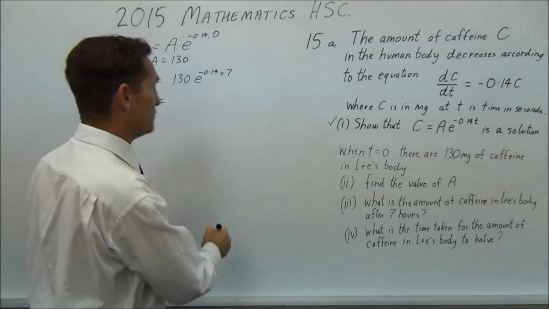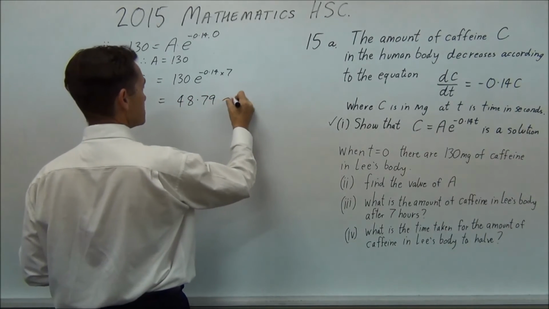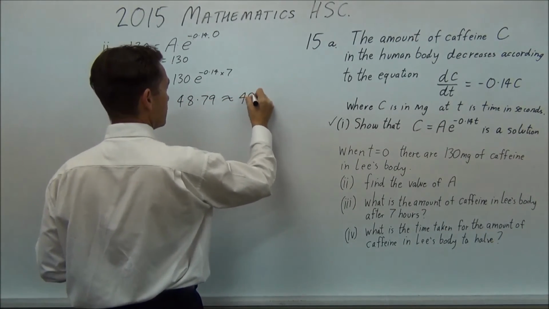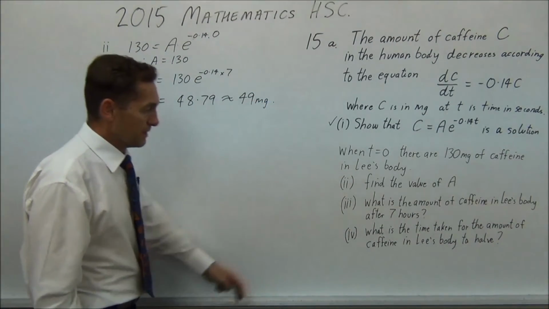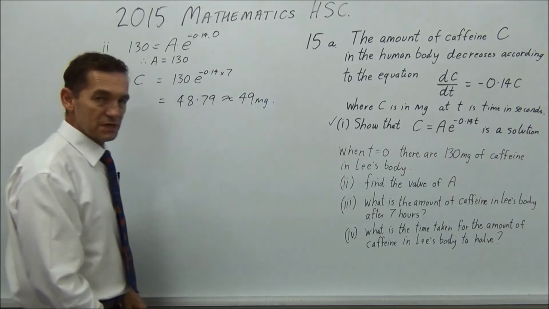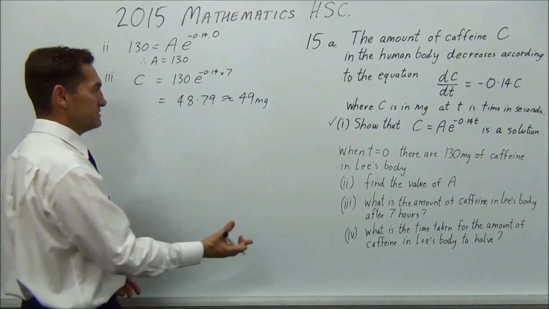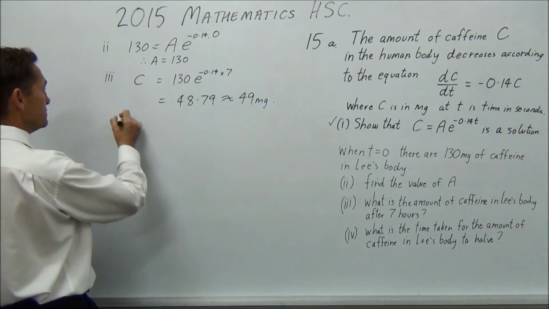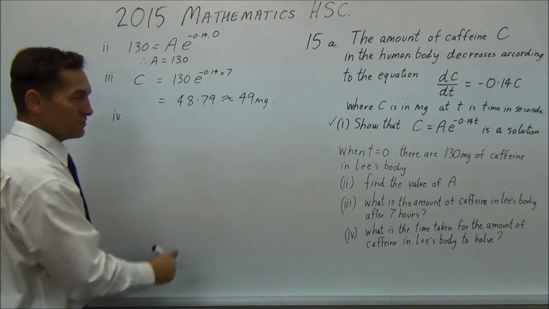And what do we've got? We've got 48.79, or approximately 49 milligrams. Pretty straightforward again. Next one, the time taken, so that's worth 2 marks, is actually a few more steps. So in this next question we're going to do a little bit of log work. So part 4, time taken.